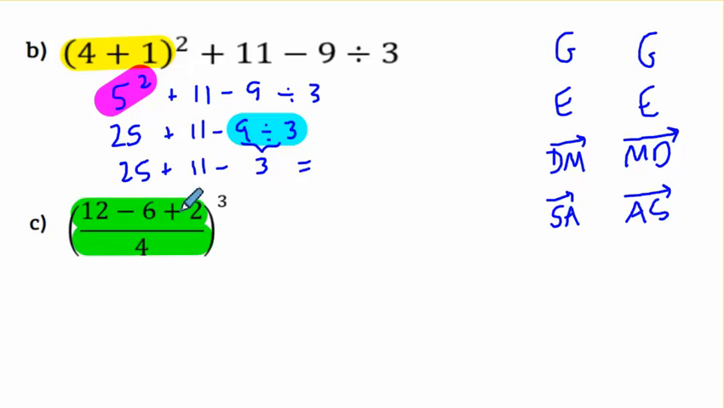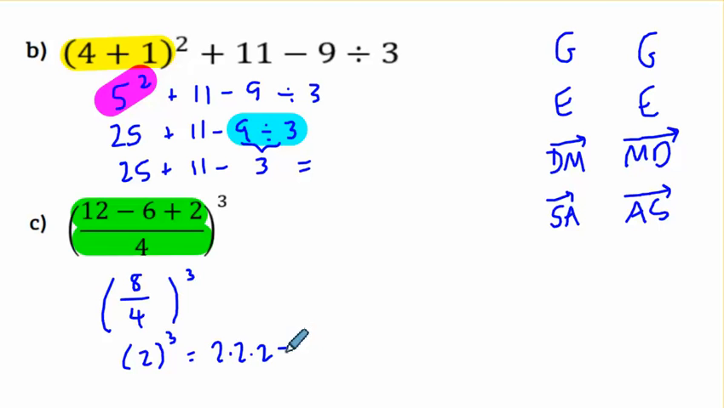And we can do all of this in one step. 12 minus 6 is 6. 6 plus 2 is 8. So inside the parentheses, we wind up with 8 on the top and 4 on the bottom, and of course we still have our exponents. We're not done yet. We still have to clean up whatever is inside here. 8 divided by 4 is 2. And so we wind up with 2 to the third power, which of course is 2 times 2 times 2. I'm just writing this out to remind you guys of what that would be, and then you'll get your answer.